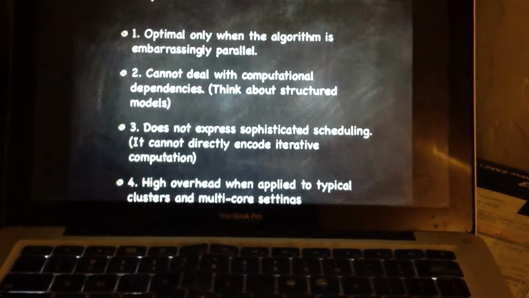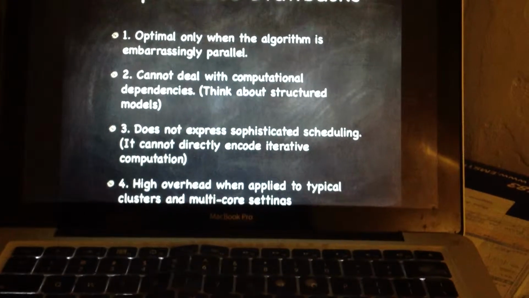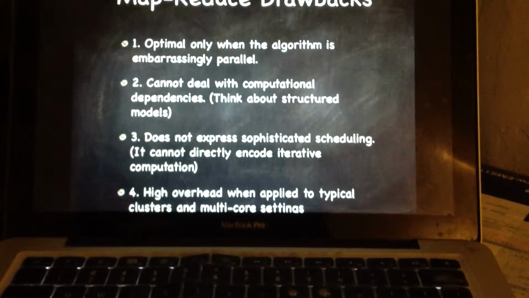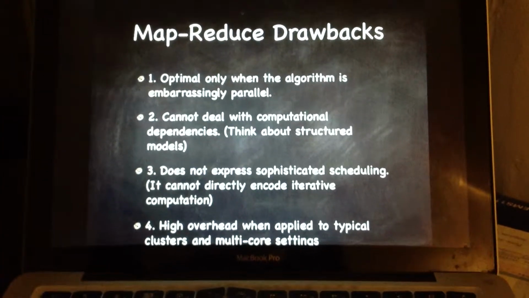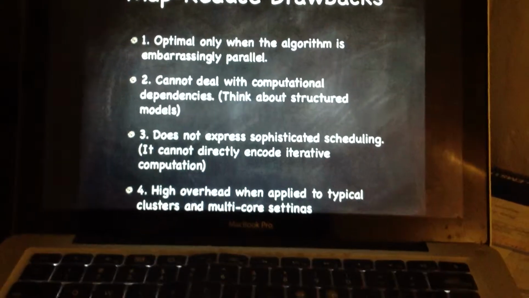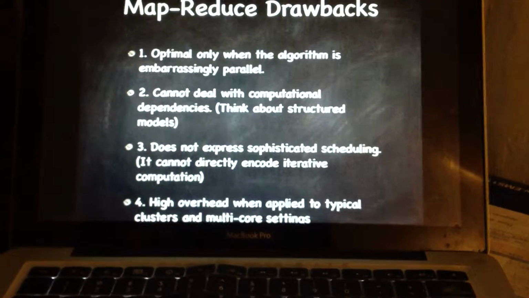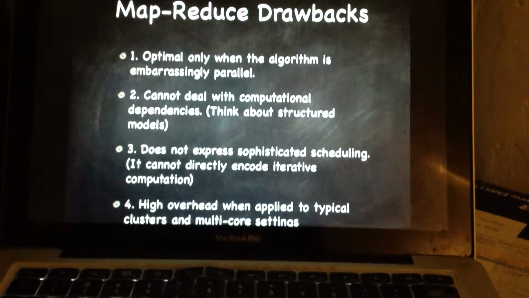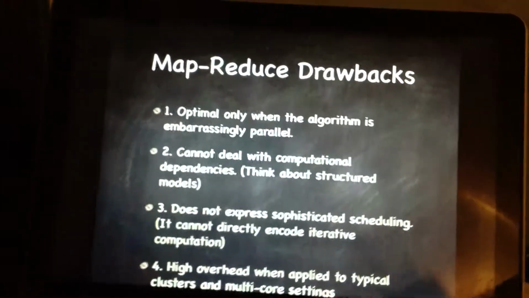This is because it cannot directly encode iterative computations, which is very typical for many machine learning algorithms like perceptrons or support vector machines. And it will incur high overhead when applied to typical clusters and multi-core settings, which are very common these days.